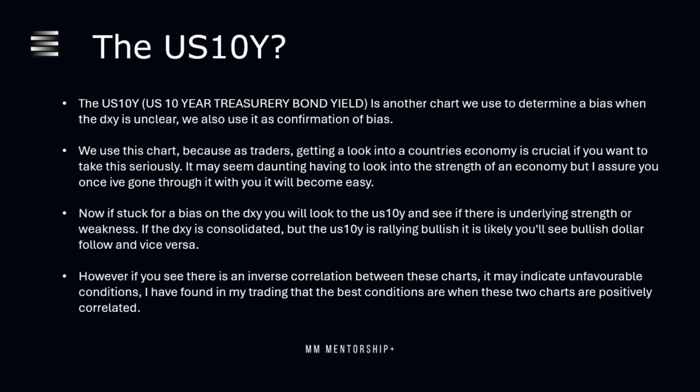Now, if you're stuck for a bias on the dollar, you will look into the US 10-year and you will see that there is an underlying strength or weakness. If the DXY is consolidated, but the US 10-year is rallying bullish, it is likely you will see the dollar follow, and vice versa. However, sometimes there will be an inverse correlation. So the DXY will be going up while the US 10-year will be going down. This means they are inversely correlated at the time.